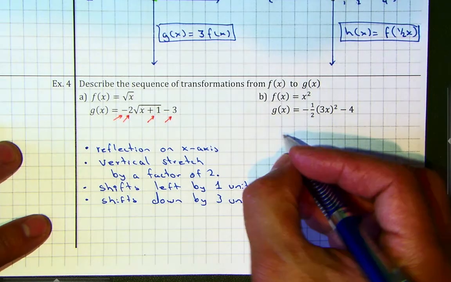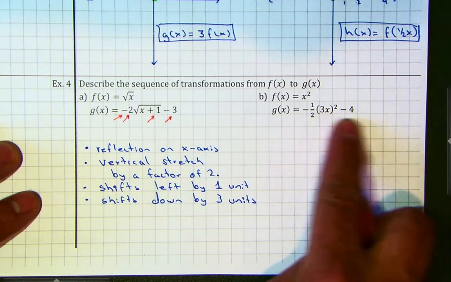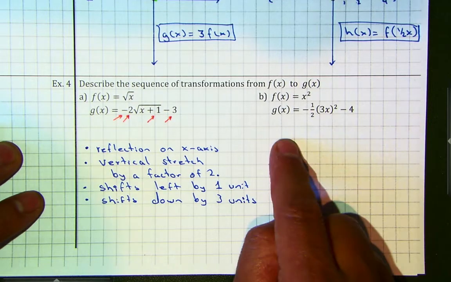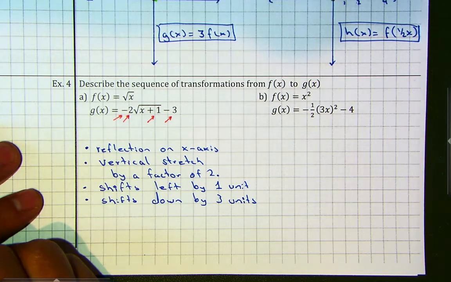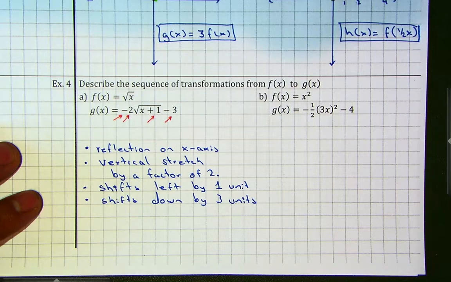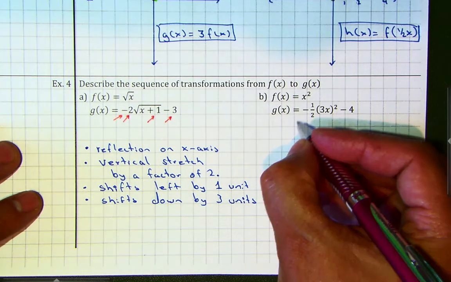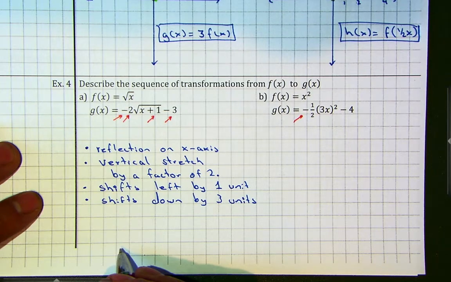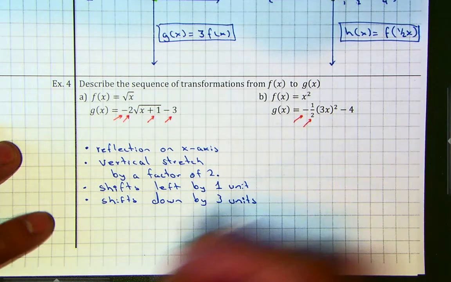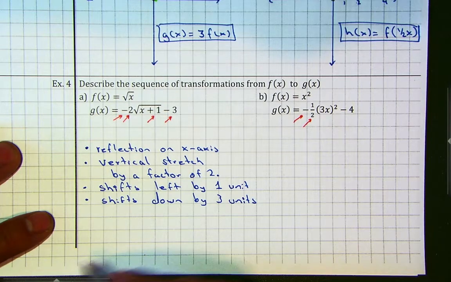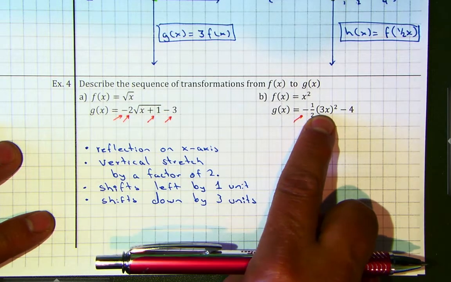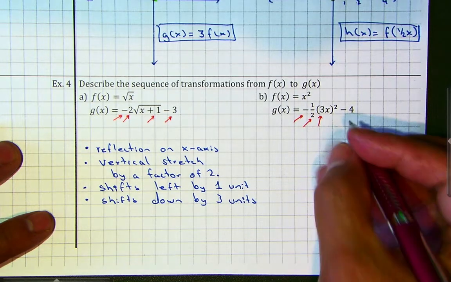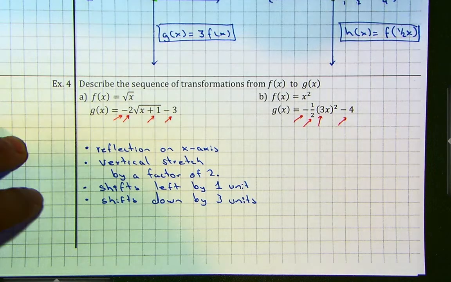Now do the same thing for letter B. How many different translations and transformations do we have? 1, 2, 3, or 4? Think about it. Go and pause it. You got it? How many do we have? We also have 4. 1 the negative, that's going to be a reflection on the x-axis. The 1/2 will be a vertical shrink. The 3 is going to be a horizontal shrink again. Remember, that's the opposite. If you notice a 3 bigger than 1, it's going to be a shrink. And the negative 4 is going to be shifted down 4.